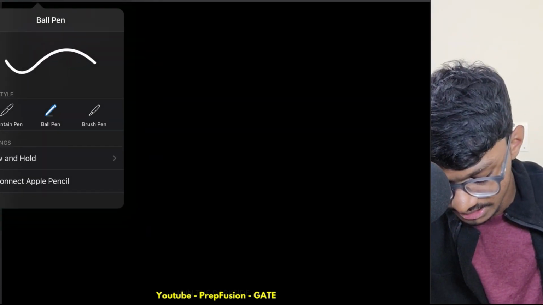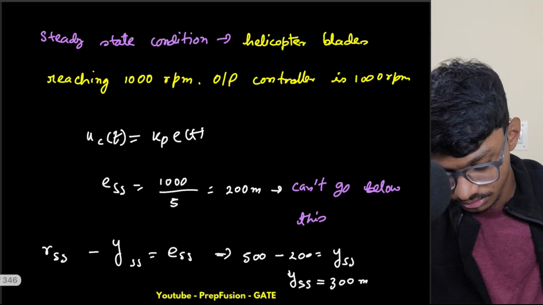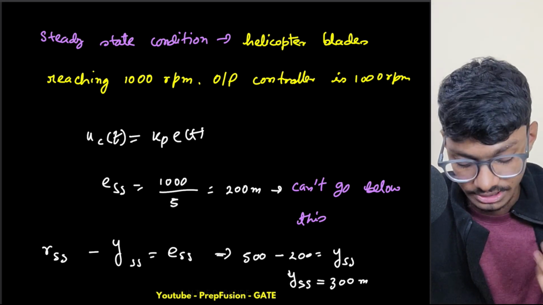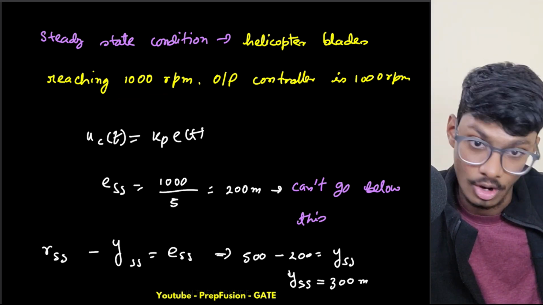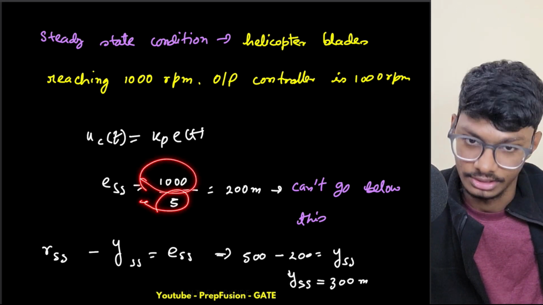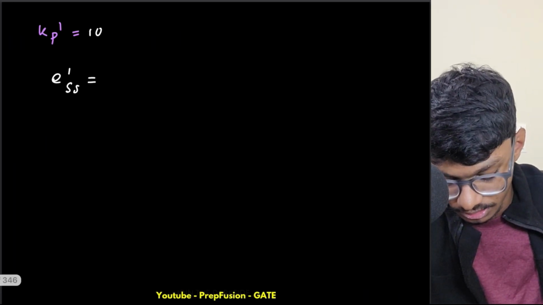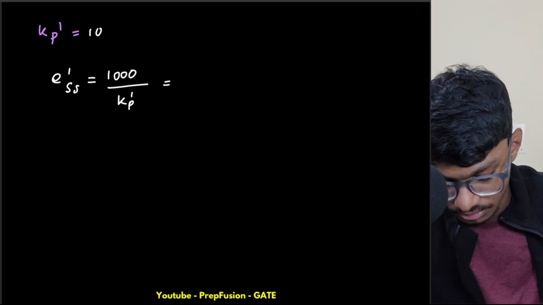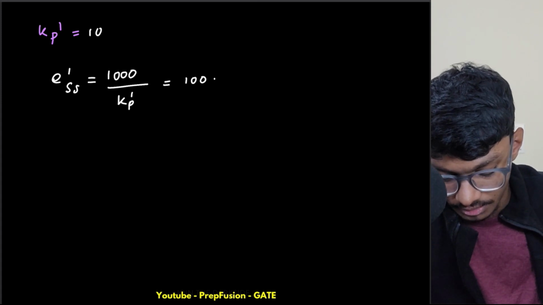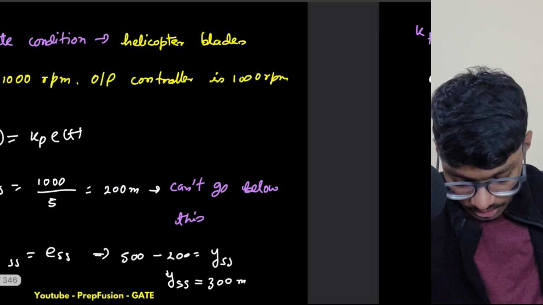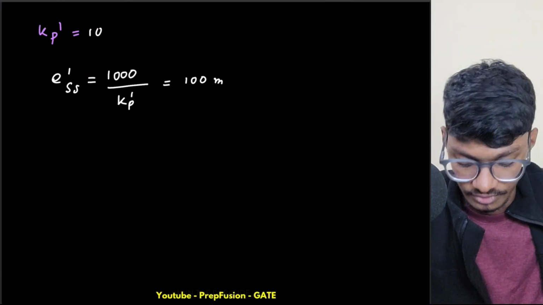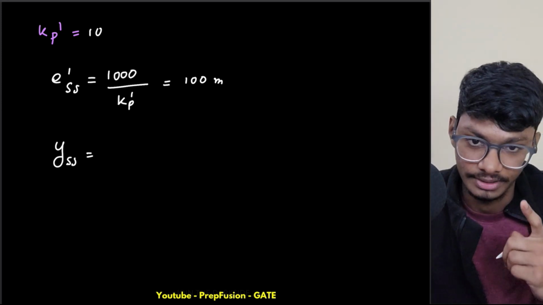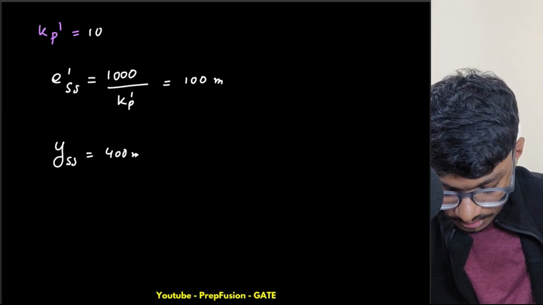Okay, now let's make Kp higher, Kp double, Kp dash equals 10. Now what will happen to my e steady state dash? So this will still remain the same. My system reaches steady state at 1000 rpm, that is the output of the controller. So 1000 by Kp dash, Kp is 10 this time, equals 100. Okay, 100 meters. So this time my steady state error is 100 meters, it halves. So my y steady state will be r steady state minus e steady state. This time it will be 400 meter dash.